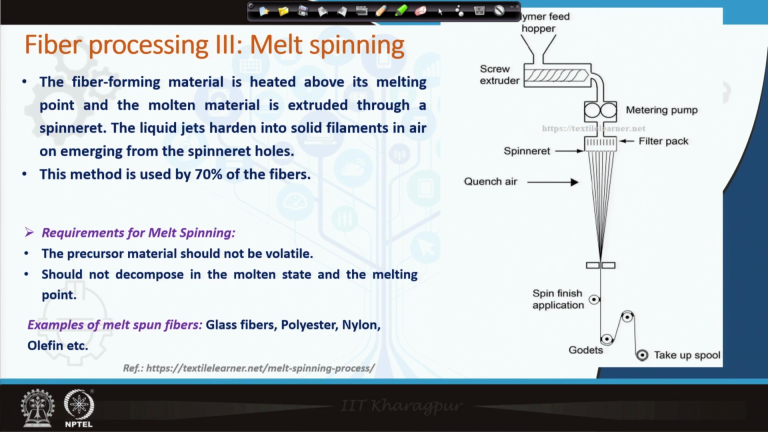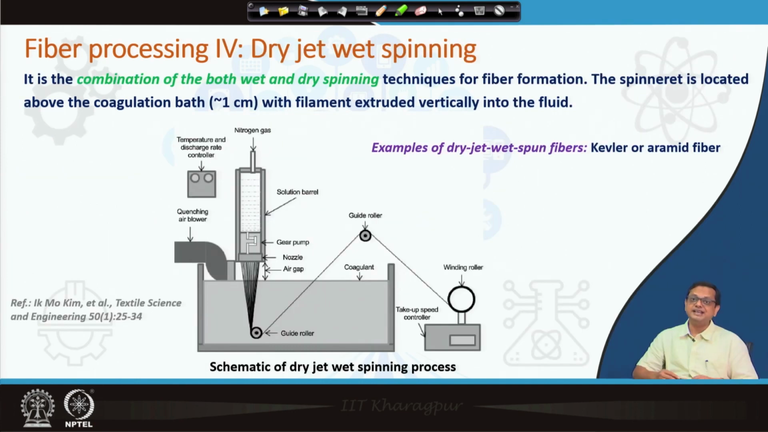The first one was wet spinning, then we discussed dry spinning, and melt spinning, and now the last one we will be discussing is the dry jet wet spinning method. It is a combination of both wet spinning and dry spinning. How is it done? You have the first chamber where a solution is being made using a particular solvent, and inside the solvent this precursor material is added. So, a solution is made and then the solution gets ejected at a very high velocity through the spinneret.